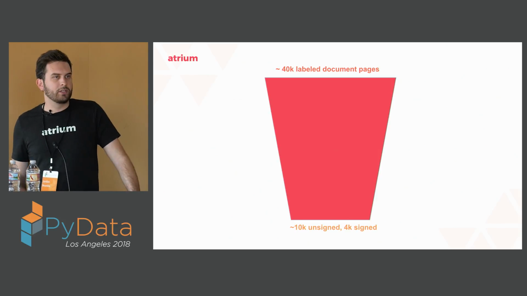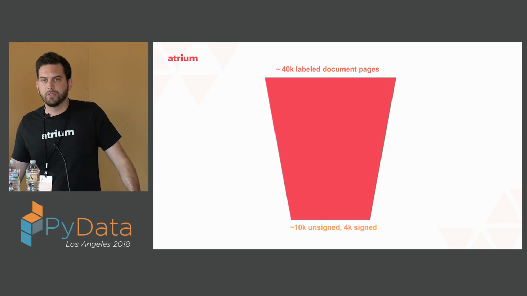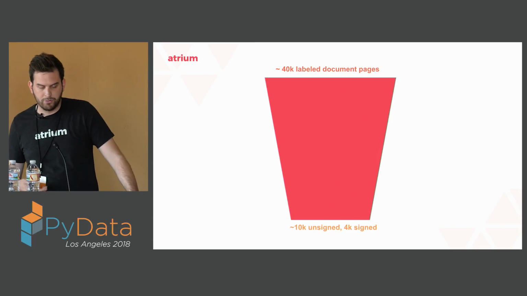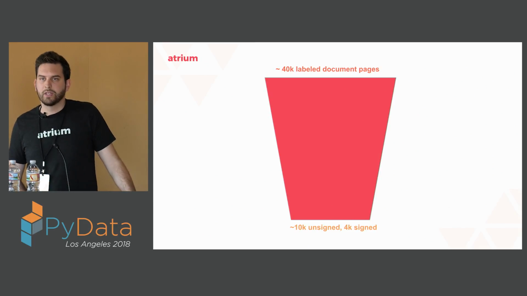So in addition to using the Tobacco 800 data set, we started out with 12,000 labeled documents of our own, and over the last few months, we've scaled up to more than 40,000 labeled document pages, and that results in 10,000 unsigned signature boxes and 4,000 signed signature boxes.